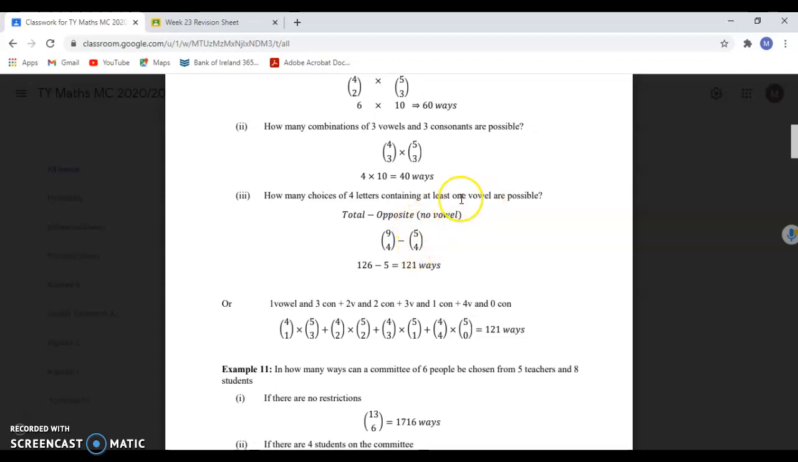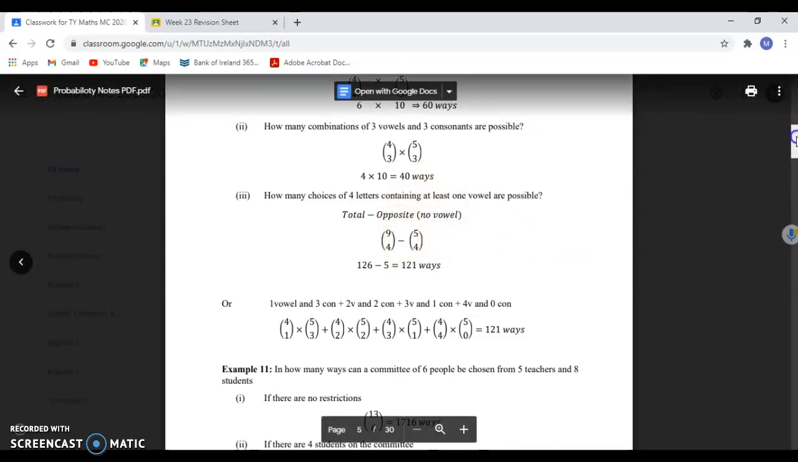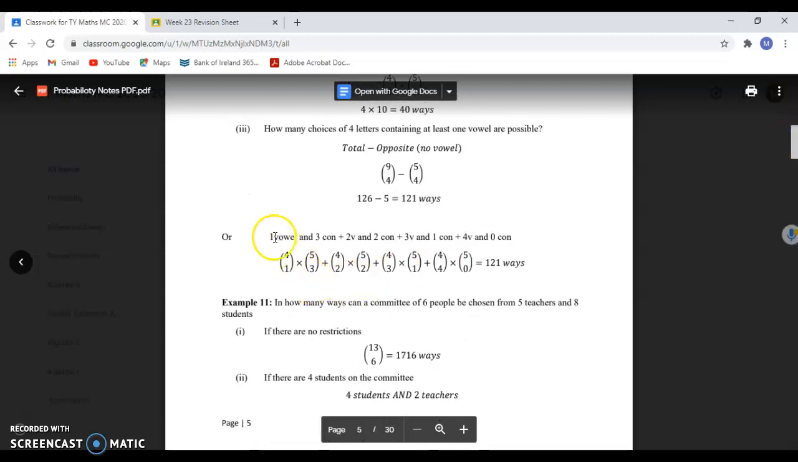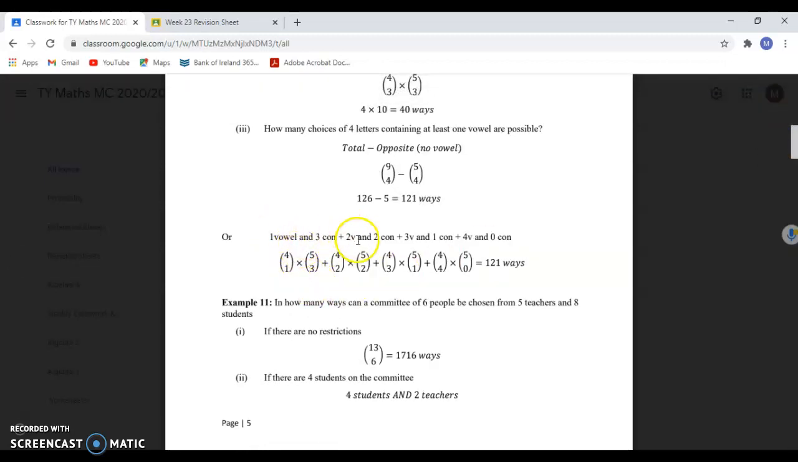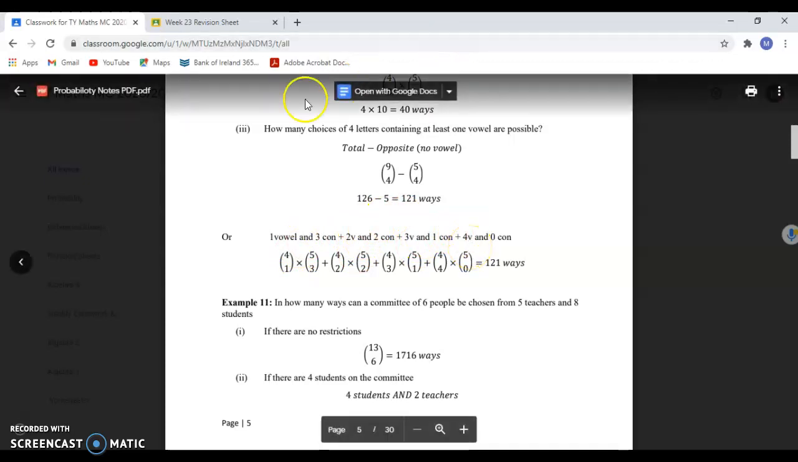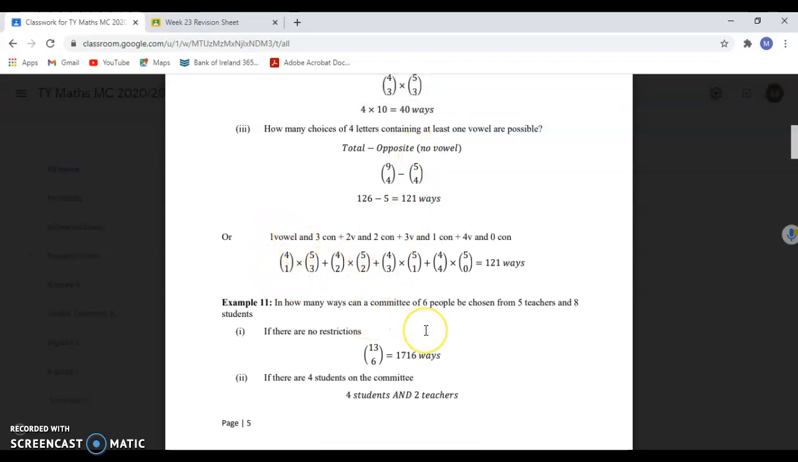So what's the opposite to at least 1 vowel? At least 1 vowel means 1 vowel or 2 vowels or 3 vowels or 4 vowels. What's the opposite to that? The opposite is no vowels. So you work out no vowels and subtract them. Or you can work out this long way here. You could say 1 vowel, 2 vowels, 3 vowels and 4 vowels, and add them all up. So how many choices of 4 letters containing at least 1 vowel are possible? 2 options. You can do the total minus the opposite, or you can do each one individually.